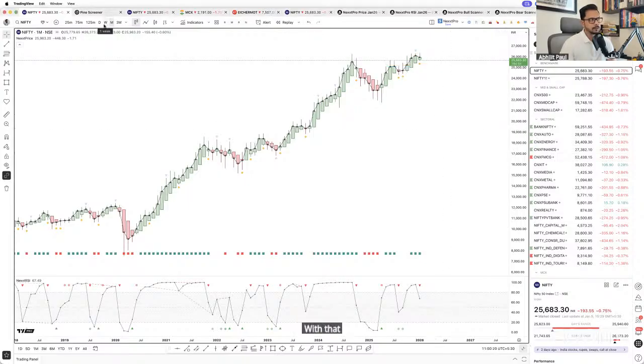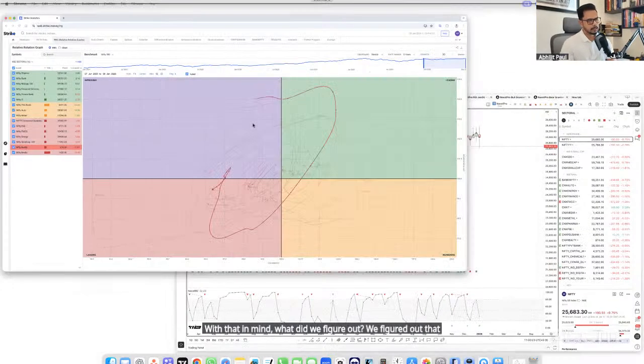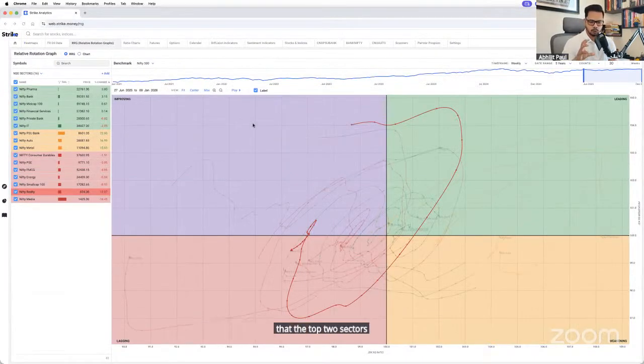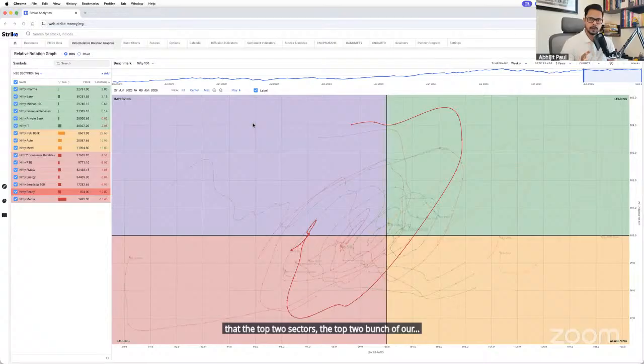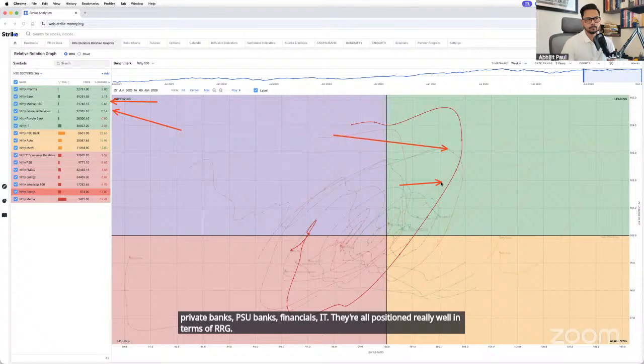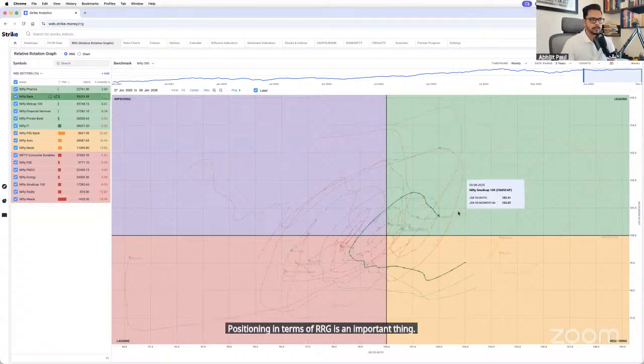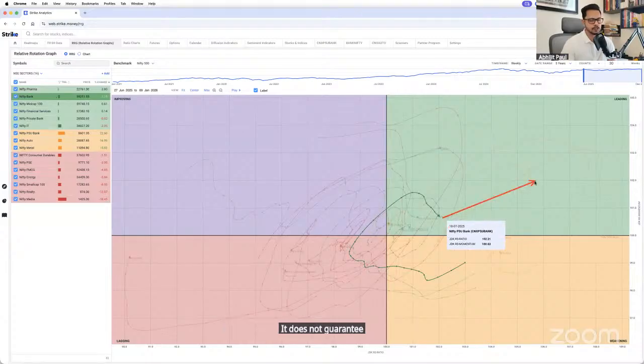With that in mind, what did we figure out? We figured out that the top two sectors, the top two bunch of our overall market, banks, private banks, PSU banks, financials, IT, they're all positioned really well in terms of RRG. Positioning in terms of RRG is an important thing. It does not guarantee returns or it does not guarantee a trend. We have to take a look at price.